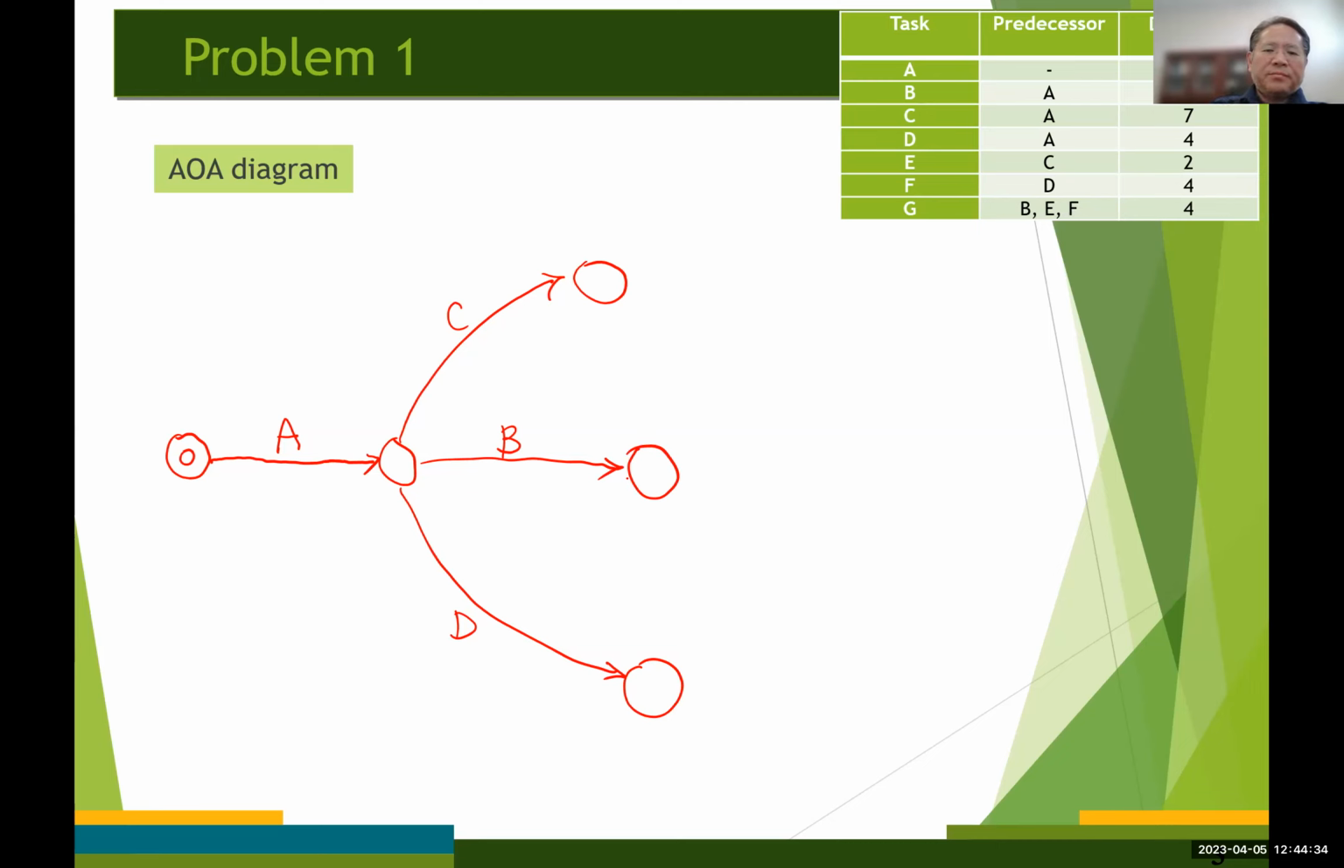And the next, E and F. E has a predecessor, which is C, and F has predecessor D. And then the following activity, G, has three predecessors, B, E, and F. Okay, so that's going to be easy, like this. We have E, F, and then that's going to be G like that.